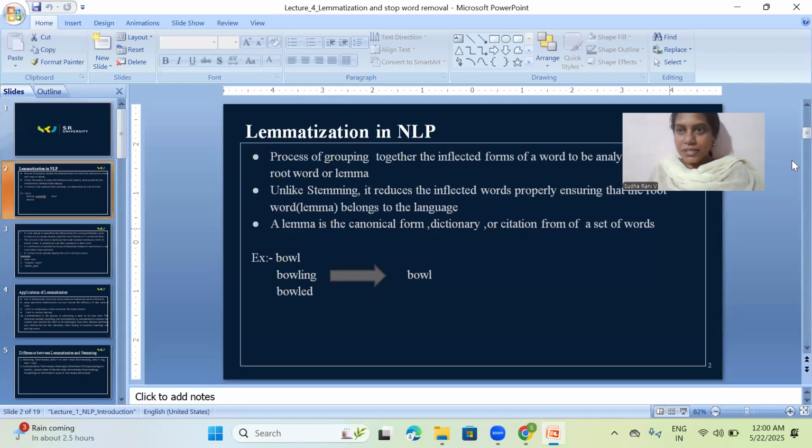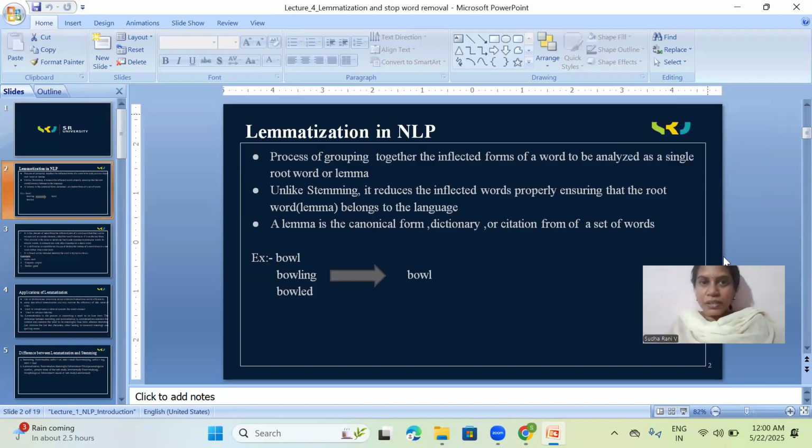Now come to the part on lemmatization. If you see my previous video on text pre-processing, you will understand the difference between stemming and lemmatization. Here, one more time, I am trying to explain clearly with some examples. Lemmatization is the process of grouping together the inflected forms of a word to be analyzed as a single root word or lemma. In stemming, we call it the stem word and the root word. Here we call it a lemma and the root word.